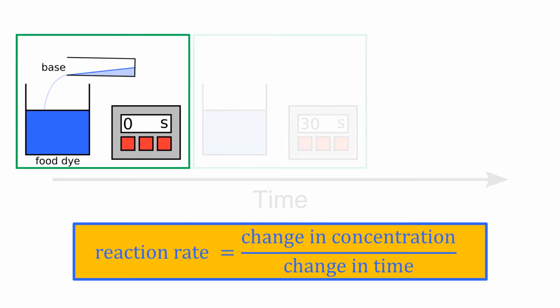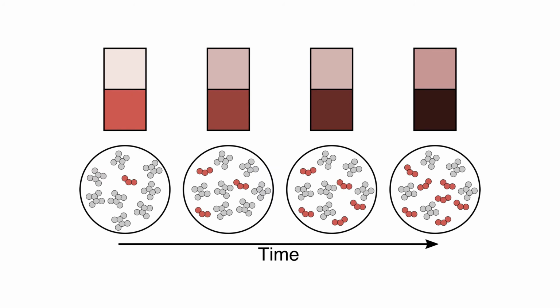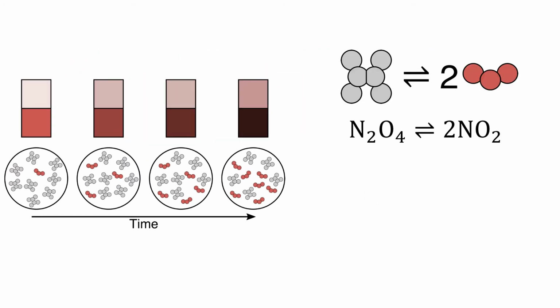Rate of the reaction can be calculated by measuring the absorbance of light by a solution per unit of time, such as the decomposition of a food dye after addition of a base. This can also be seen in the decomposition of nitrogen tetraoxide to nitrogen dioxide.